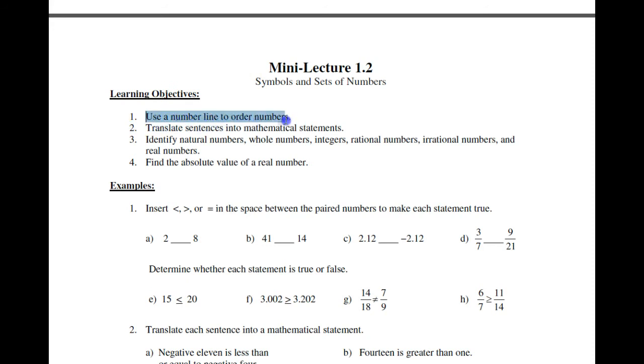Use a number line to order numbers. Translate sentences into mathematical statements. Identify natural numbers, whole numbers, integers, rational numbers, irrational numbers, and real numbers. And then find the absolute value of a real number. So we're looking here at absolute value.